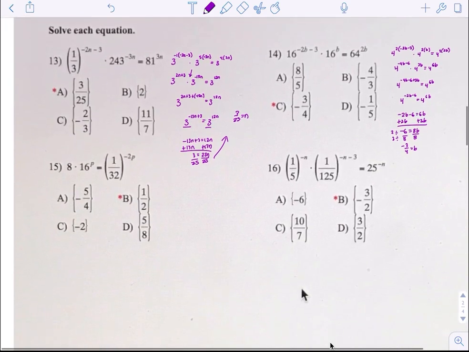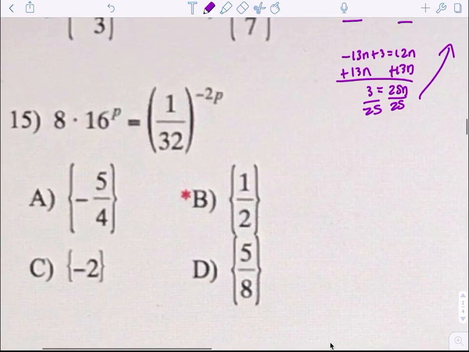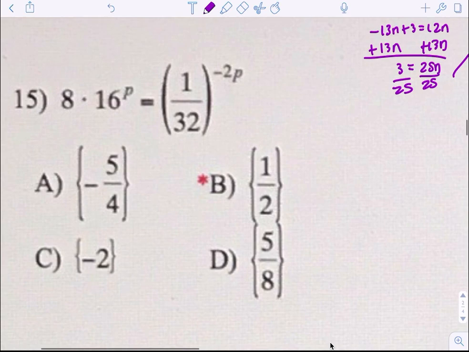Alright, 15. Again, find common bases between each number, and I'm noticing it's 2. So 2 to the third is 8. 2 to the fourth is 16, multiplied by p. And this one is 2 to the negative fifth, which would give us 1 over 32.